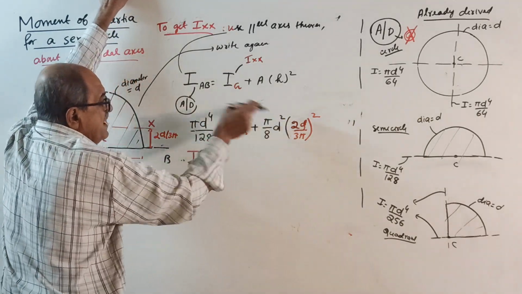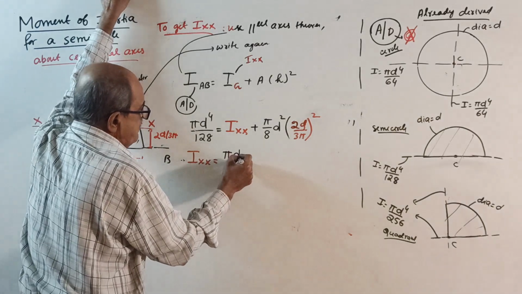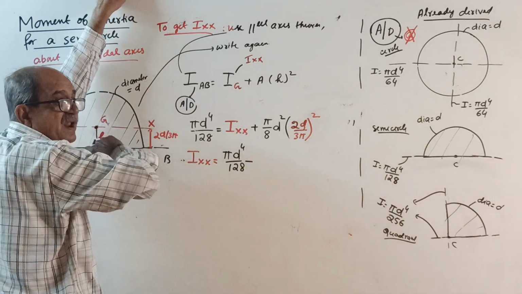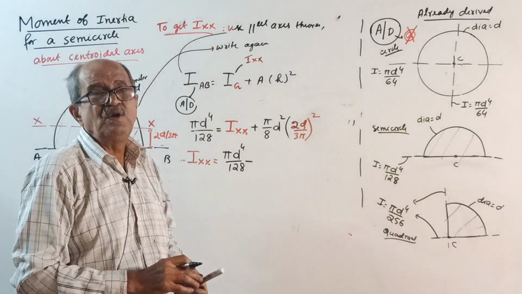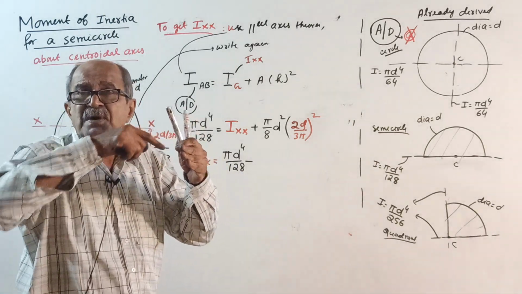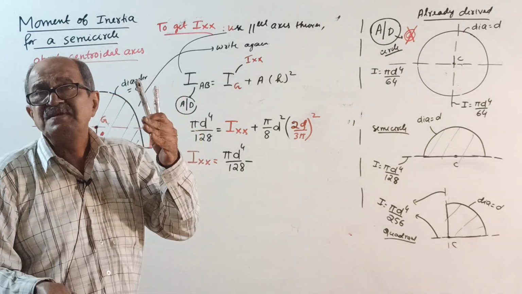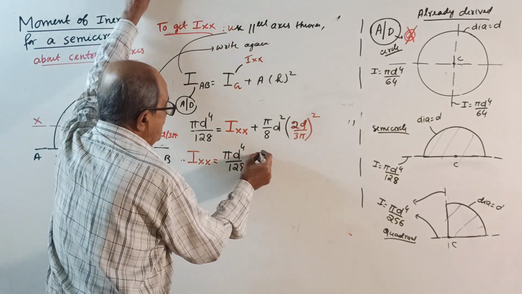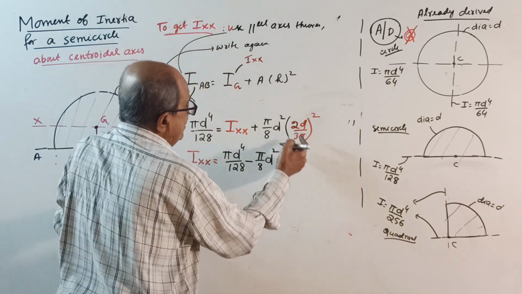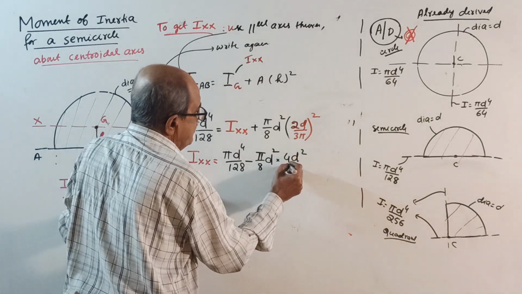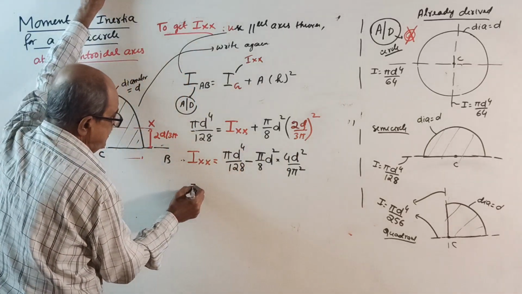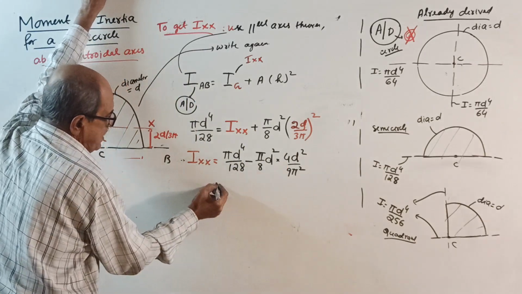See, this is equal to this minus that one. It is pi d power 4 by 128 minus, see, the moment of inertia about the centroidal axis is always less than about any other axis, because from the centroid axis to some other axis you are adding, and from some other axis to the centroid you are subtracting. So minus pi by 8 of d square into 2d by 3 pi squared, which is 4d square divided by 9 pi square. Now I will do one simplification.